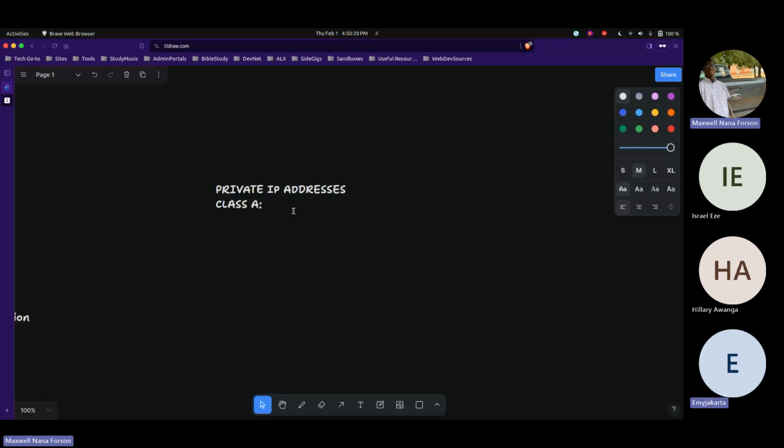So for the class A over here, any IP address starting with 10 dot anything is a private class A address. Though I mentioned that class A starts from that, any IP address starting with 10 dot anything is a private IP address in the class A range. And the class B over here also has another range, which starts from 172.16 dot anything all the way to 172, I think 31.